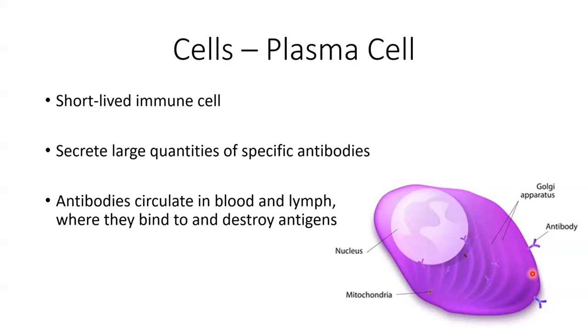Plasma cells only live between a few days to a few months, but they will keep secreting antibodies until that allergen or until that pathogen has been overcome. So in that time, in a maximum time of a couple of months, a plasma cell can make up to several thousand antibodies.